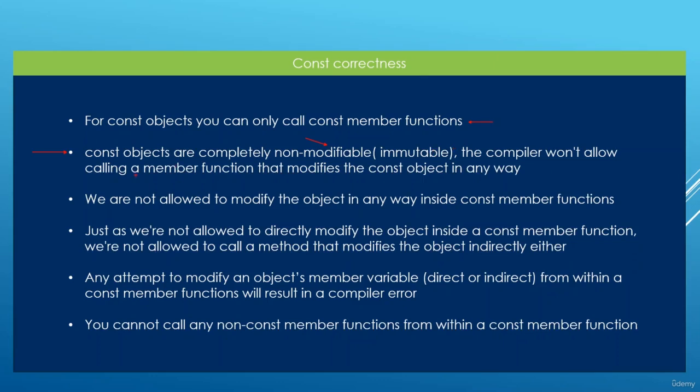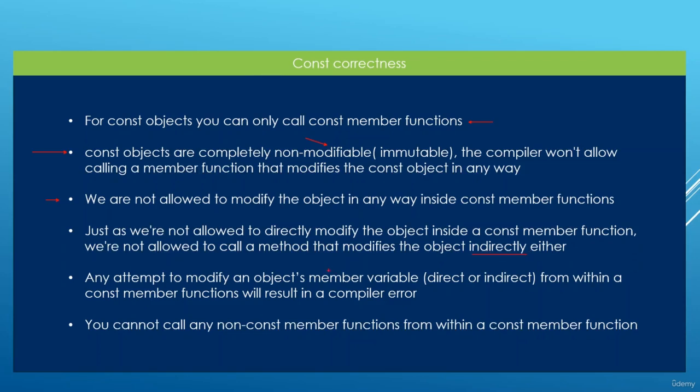The compiler won't allow a member function that modifies the const object in any way. If you do this, you're going to get a compiler error. We are not allowed to modify the object in any way inside the const member function. Again, if we do this, we're going to get a compiler error. And we're not allowed to directly modify an object inside a const member function, but we also can't call any other function that can modify the object indirectly. If we do that, we're also going to get a compiler error.